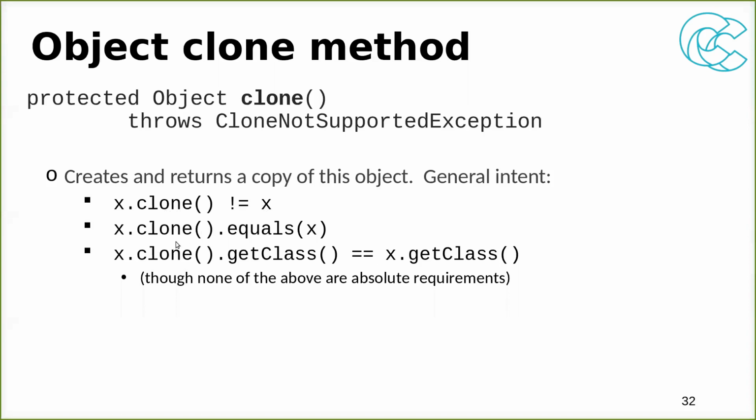Then both of them should be equal. This assumes that you are overriding the equals method in this particular class. When you do the equals, generally you compare the state of these two instances, so the state should be the same. In that sense, the clone and the original should be equal. And the third one is the type. The type of the clone and the type of the original should be the same, so getClass for both of them should be the same.